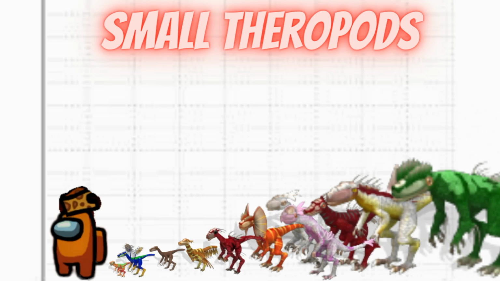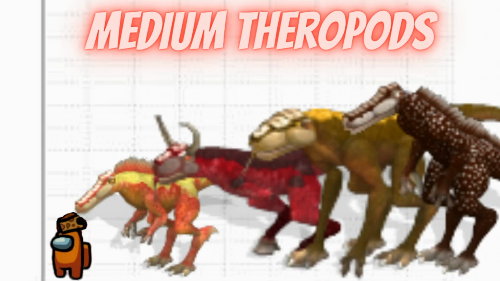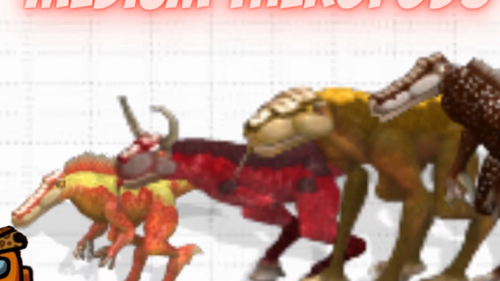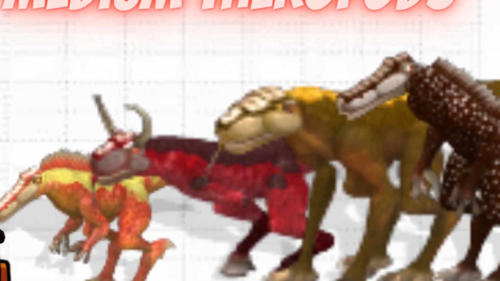Right now, let's move on to the next chart. Up next we have the medium-sized theropods. Now these creatures are a little larger than the small theropods, but not as large as the large theropods. From left to right, these creatures are the Acryonyx, the Diablosaurus, the Komodosaurus, and the Ursasuchus.